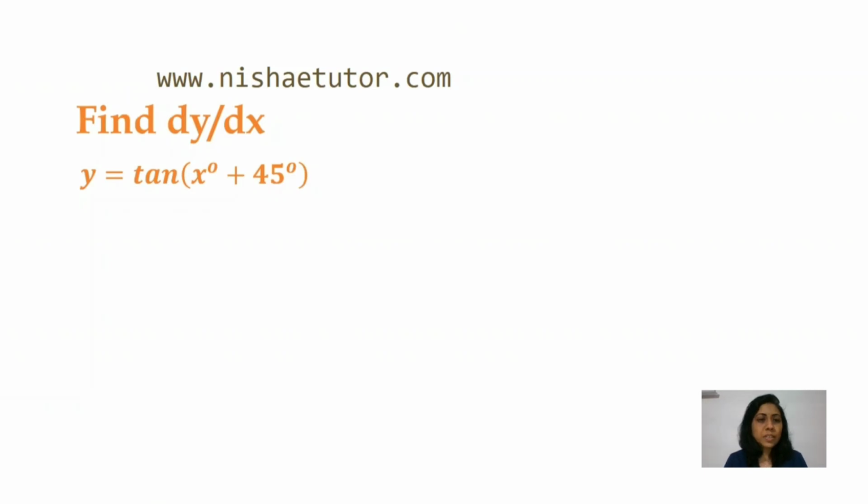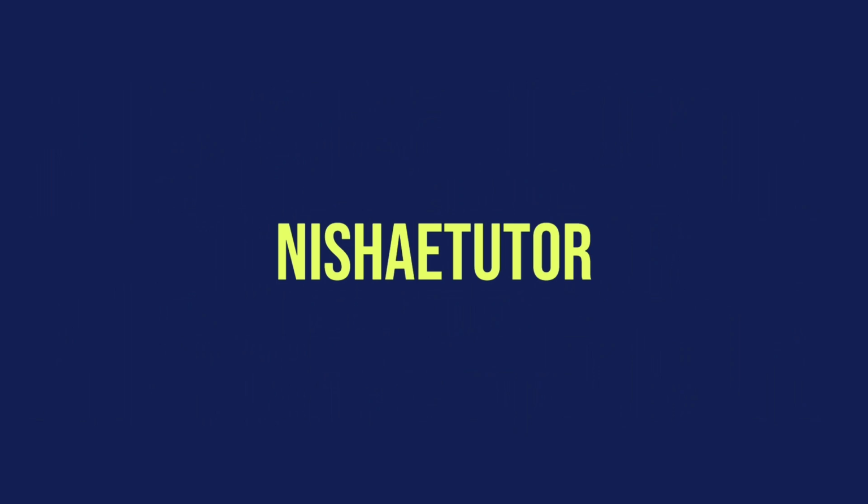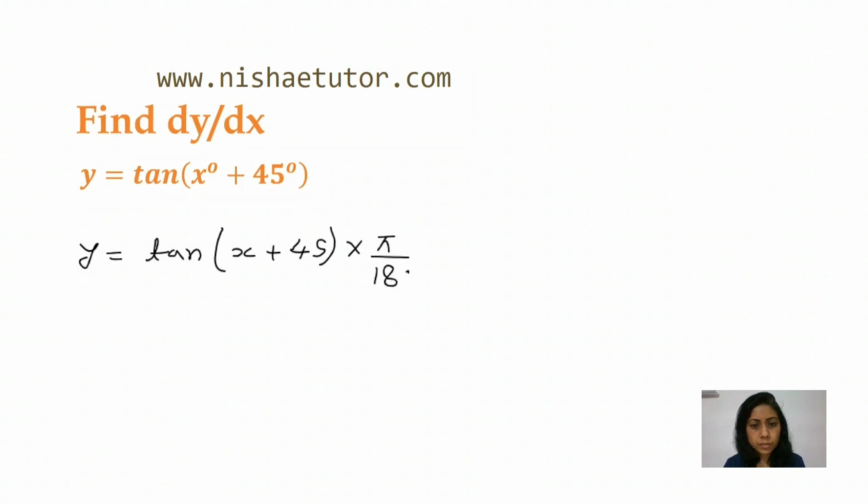Namaste. In this video, we are going to differentiate this problem: given y is equal to tan(x degree + 45 degree). Before differentiating, we have to convert this degree into radian. So y is equal to tan((x + 45) multiplied by pi by 180), and this one we can write in one parenthesis.